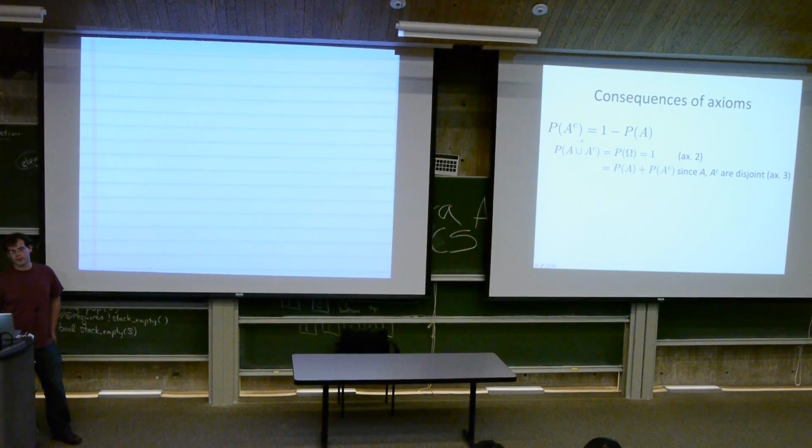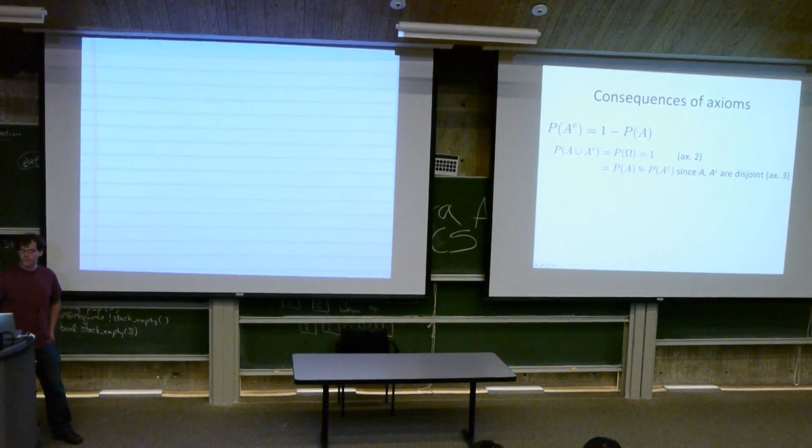But you can also think of it as A is disjoint from A complement, because that's what the complement means. So you can look at it as the probability of A plus the probability of A complement is equal to this number. So 1 equals P of A plus P of A complement, and you just subtract P of A from both sides, you have that.